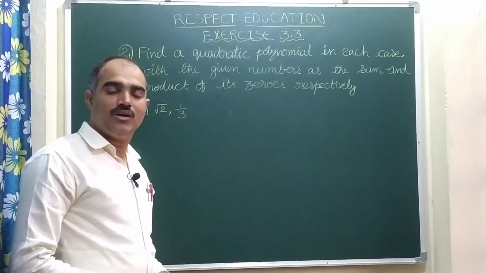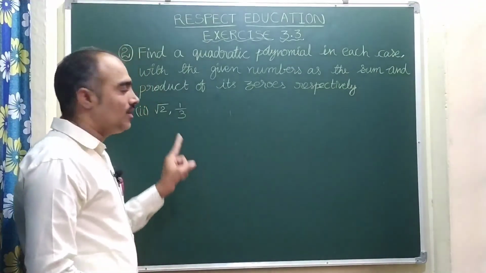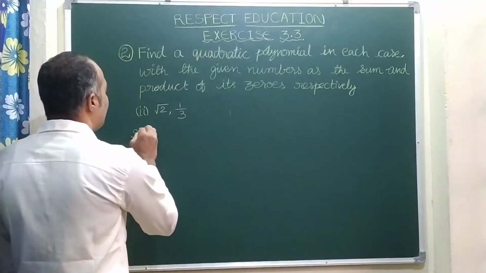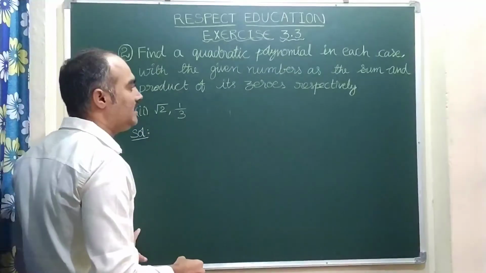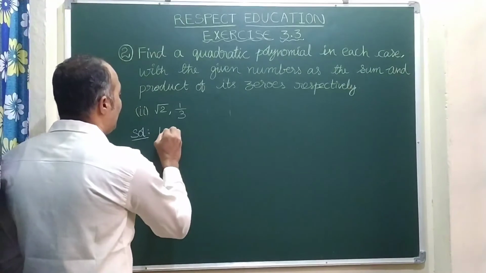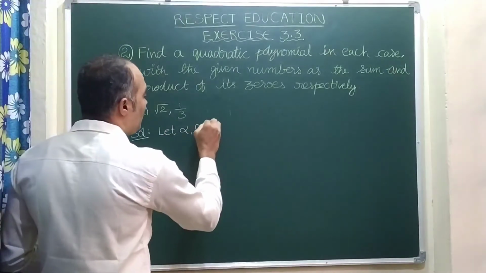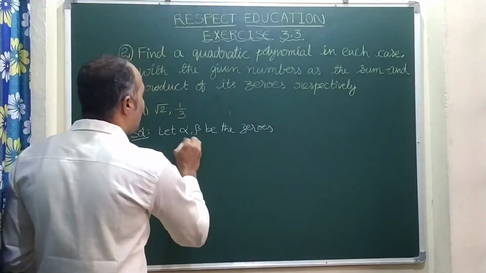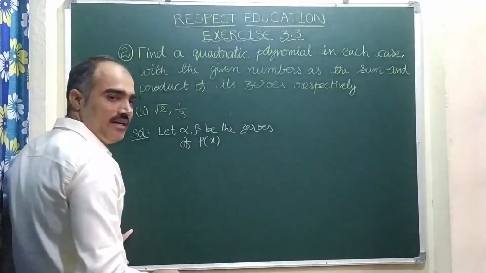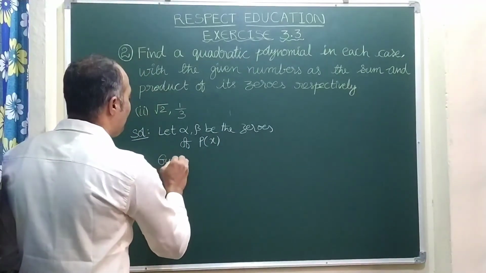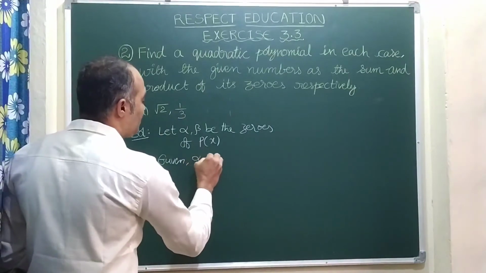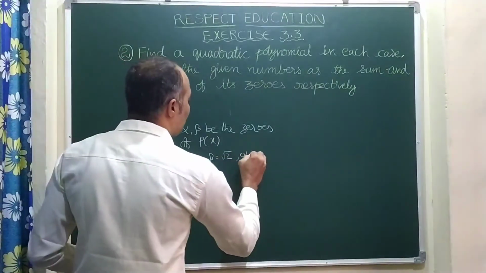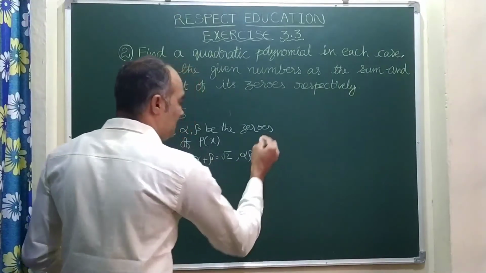Now let us see the next bit, that is the second bit: root 2 and 1 by 3. So here, as you know, root 2 indicates the sum of the zeros and 1 by 3 indicates the product of the zeros. So first let us take alpha comma beta to be the zeros of the required polynomial, that is p of x. Right? Now here the given first value is the sum of the zeros, means alpha plus beta is root 2, and the second value is the product of the zeros, means alpha beta is 1 by 3.